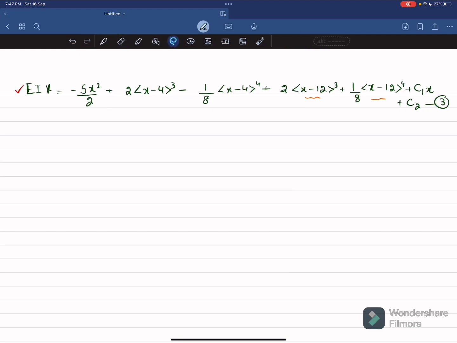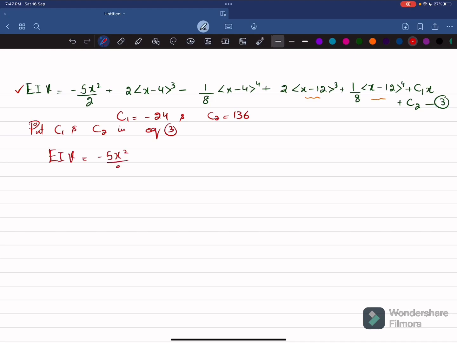So we get c1 is equal to minus 24 and c2 was 136. Put c1 and c2 in equation number 3. So you will get EI times v is equal to minus 5x squared over 2 plus 2 into (x minus 4) to the power 3 minus 1 over 8 into (x minus 4) to the power 4 plus 2 into (x minus 12) whole to the power 3 plus 1 over 8 into (x minus 12) to the power 4 plus c1, which is minus 24, into x plus c2, which is 136. And if you divide by EI on both sides, you will get the deflection.